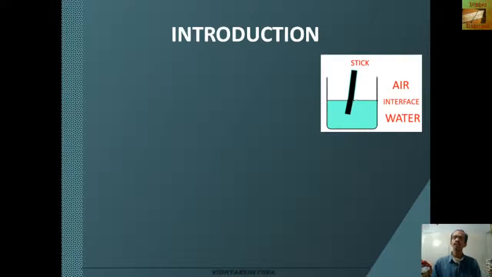In this figure, a stick is dipped in a beaker filled with water. The stick appears displaced at the interface between the air and water. Why does this occur? This occurs due to a property of light known as refraction.